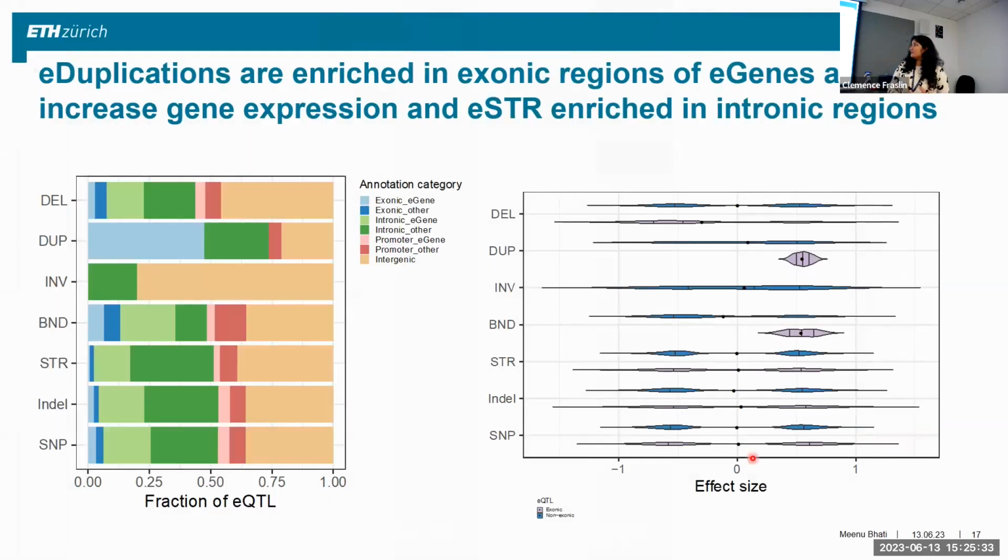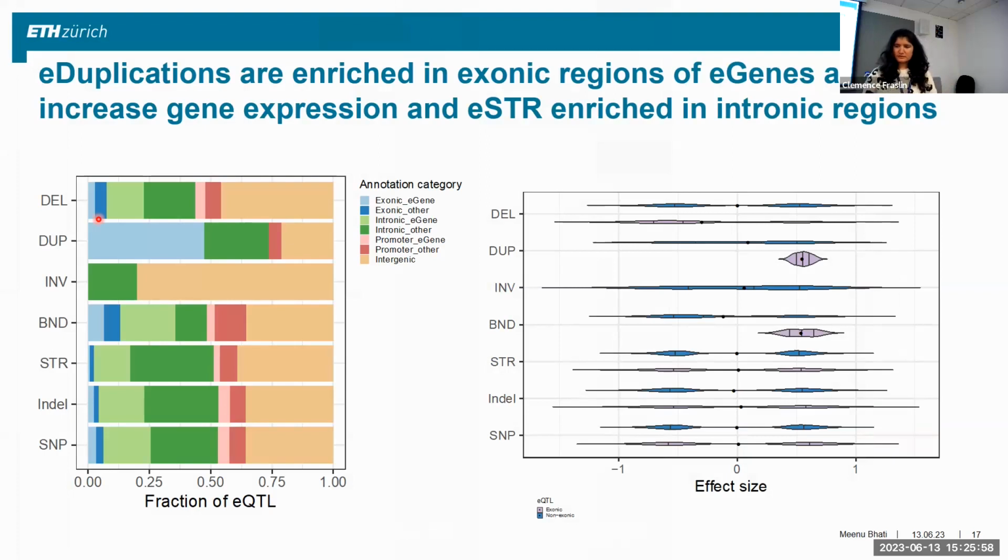And among these, we also check how many actually overlap with exonic eGenes, and how many overlap with genes but not eGenes. So they are called exonic others. So here you could see that among the duplications, the enrichment was not so high but still significant.